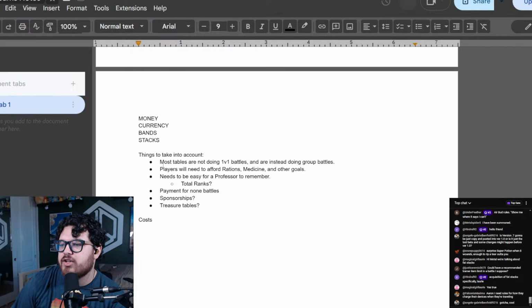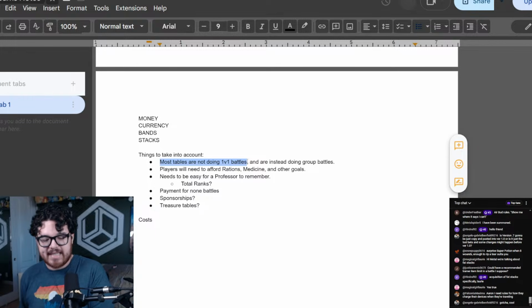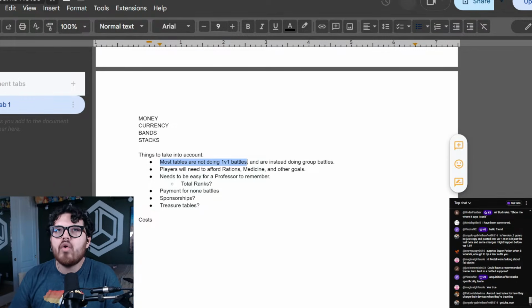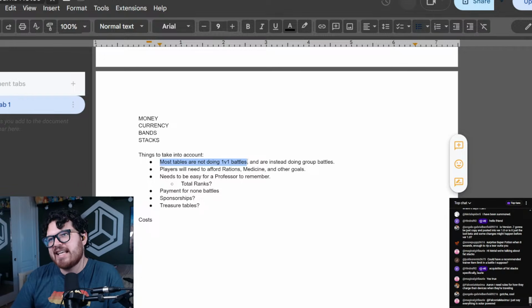Some things that came up just talking to people in the Discord was that most tables are not doing 1v1 battles. Because it's a tabletop game, rarely do all of your players want to sit down and wait while one player battles another NPC trainer, and they're just sitting there the whole time. I tried to bridge that gap with the cheer point rules, but most people are not doing 1v1 battles. Most people are doing group battles.